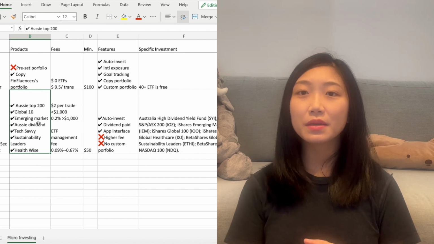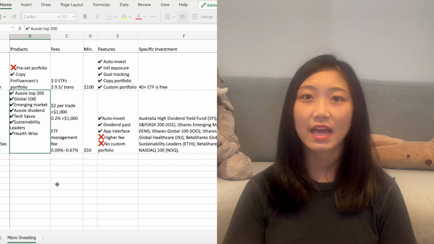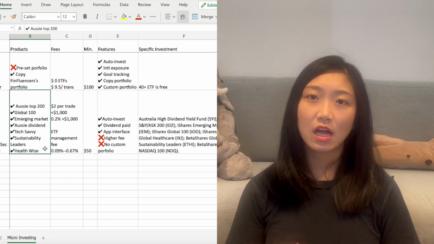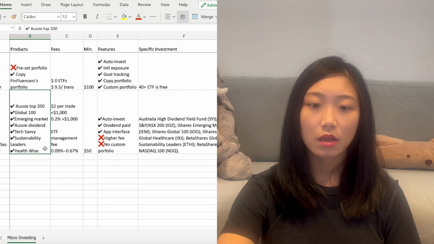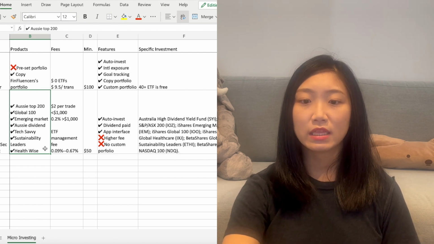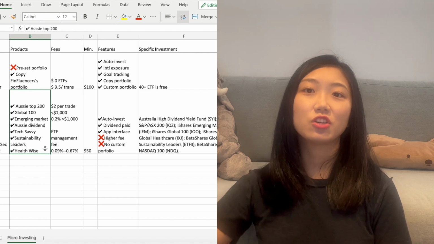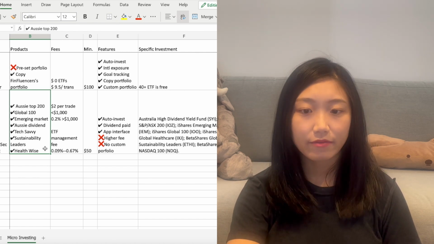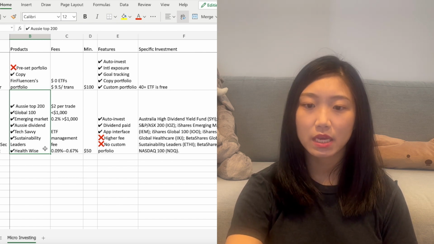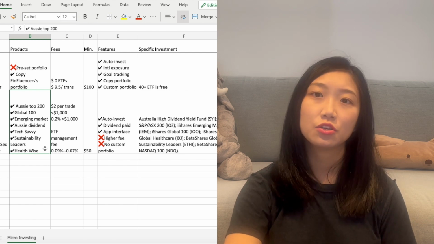The third one is Emerging Markets, and this is where you can invest in more than 100 firms in high growth economies such as China, India, Korea, etc. The fourth one is the Aussie Dividend. This ETF invests in large Australian companies that are known to pay above average dividends. It also has the Tax-Savvy portfolio, which gives you exposure to about 100 top tech companies and non-financial companies that are listed on the NASDAQ in the United States.